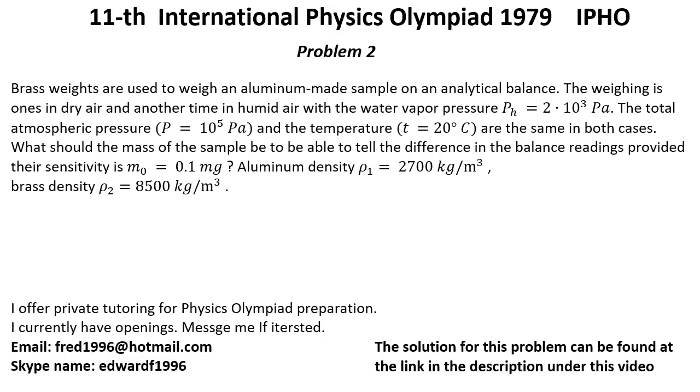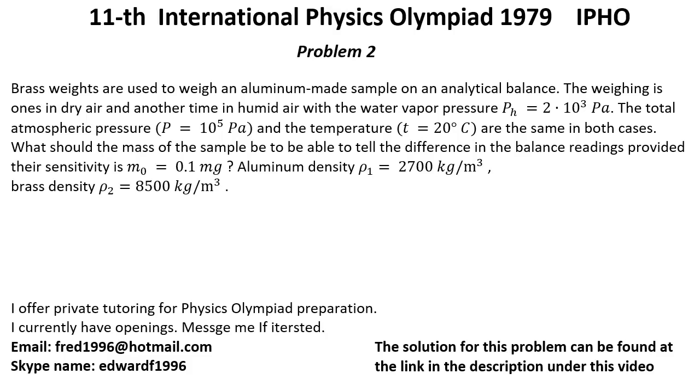Problem number 2. Brass weights are used to weigh an aluminum-made sample on an analytic balance. The weighting is once in dry air and another time in humid air, with the water vapor pressure pH equal 2 multiplied by 10³ Pascal.